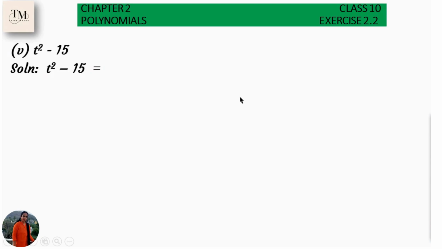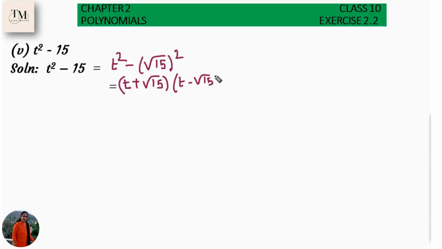The fifth problem is t square minus 15. So you know the a square minus b square form, that is a plus b into a minus b. So we are going to change this form into a plus b into a minus b. So t square, I am going to write 15 as root 15 whole square. So this is of the form a square minus b square, which is equal to a plus b into a minus b. So we factorize this.